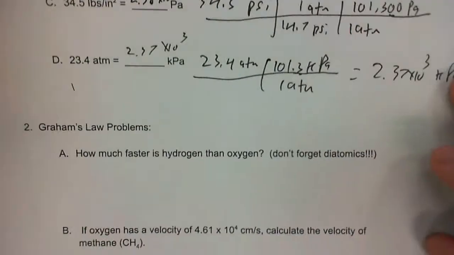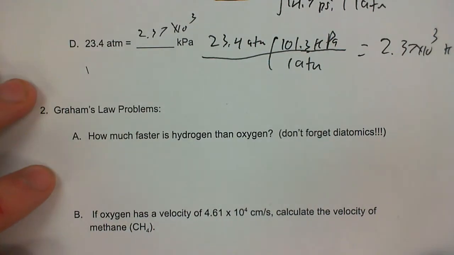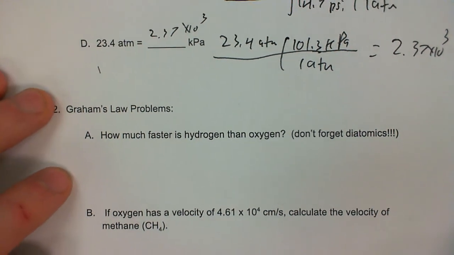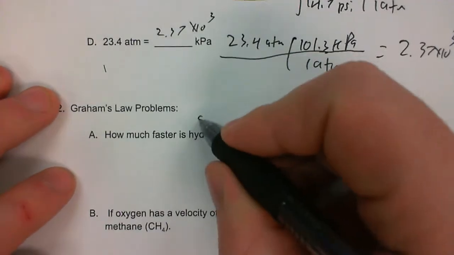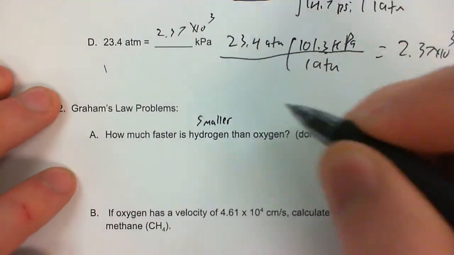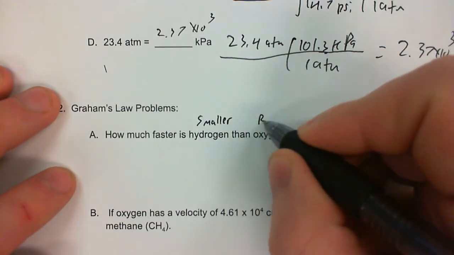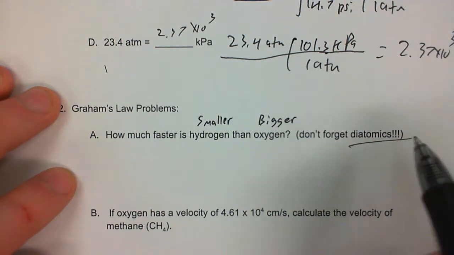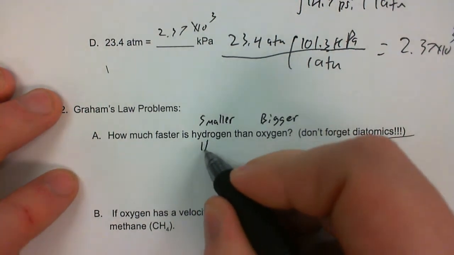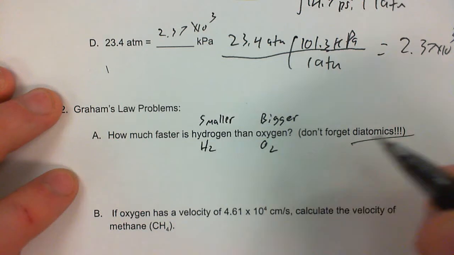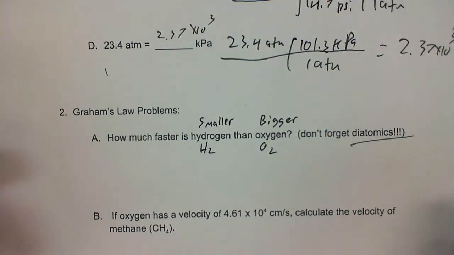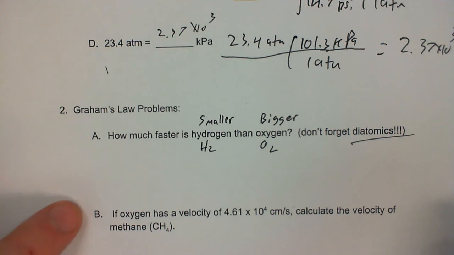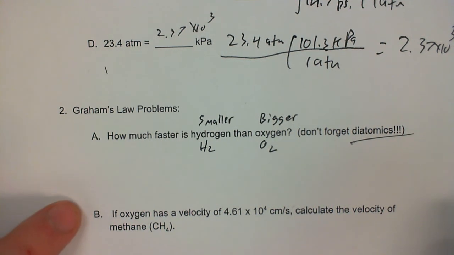Number 2, now the Graham's Law. The question is, how much faster is hydrogen than oxygen? And we know that hydrogen is faster because hydrogen is smaller, and oxygen is going to be bigger. You also have to remember your diatomics, which means the formula for hydrogen is actually H2 and oxygen is actually O2. So please bear in mind that you need to know what the formulas are.